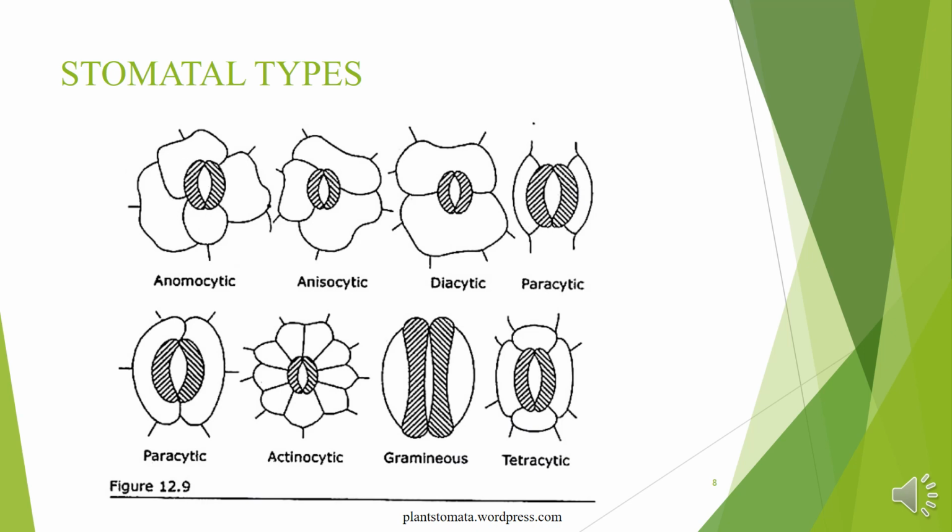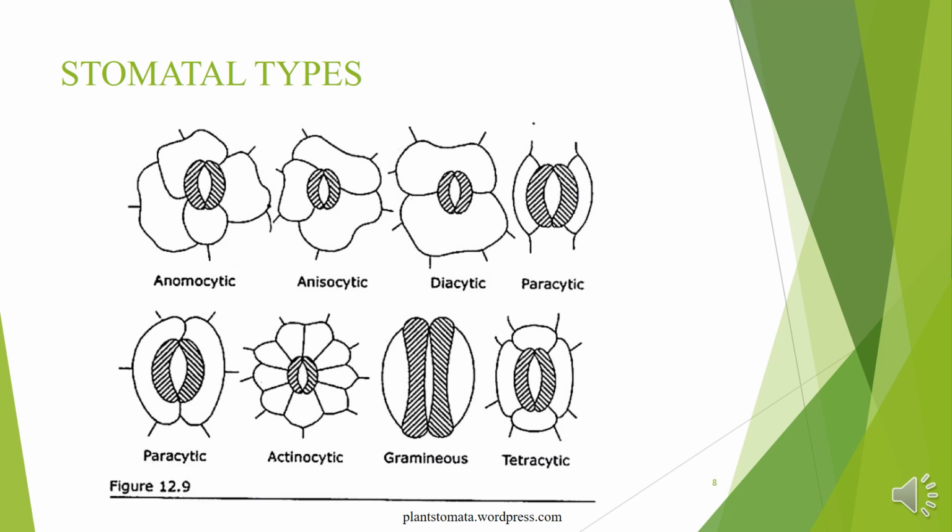For the anisocytic stomata, you will see that the stoma is surrounded by 3 or more subsidiary cells. Those are the cells that surround the guard cells or the stoma. And you will find that one of the cells will be smaller than the other ones. You can see in the diagram of the anisocytic stomata. So you can use that to identify that the stomatal type is the anisocytic type.